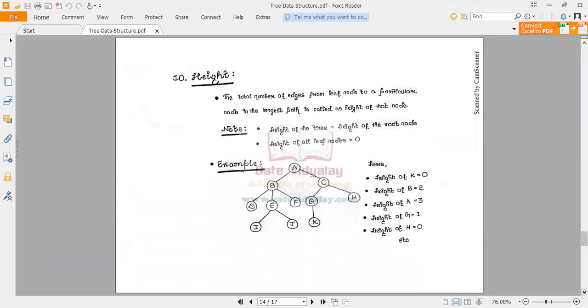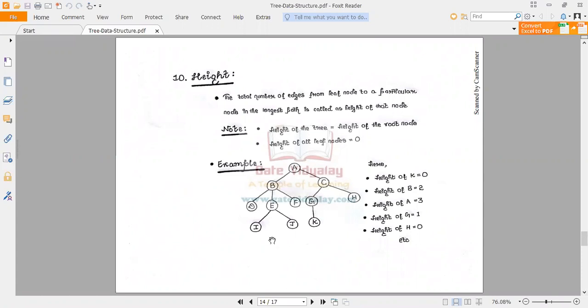Then what is the height of a tree? Or maybe height of any particular node. So the total number of edges from leaf node to a particular node in the longest path is called as height of the node. The height of the tree equals to height of the root node and height of leaf node equals to 0. Alright.